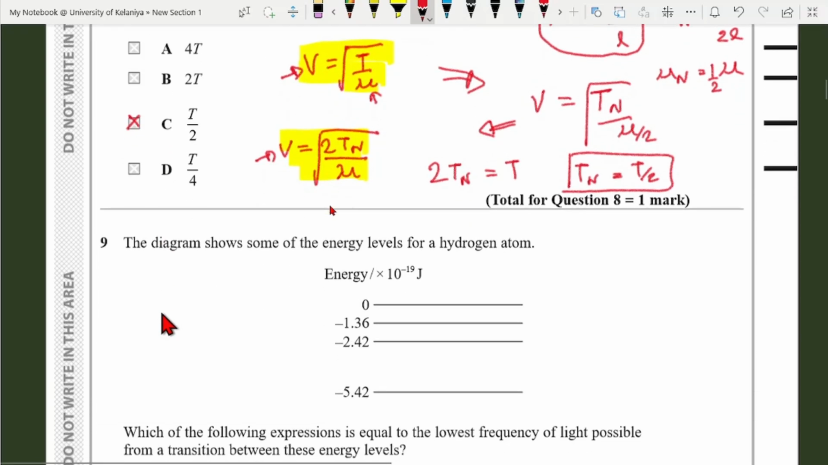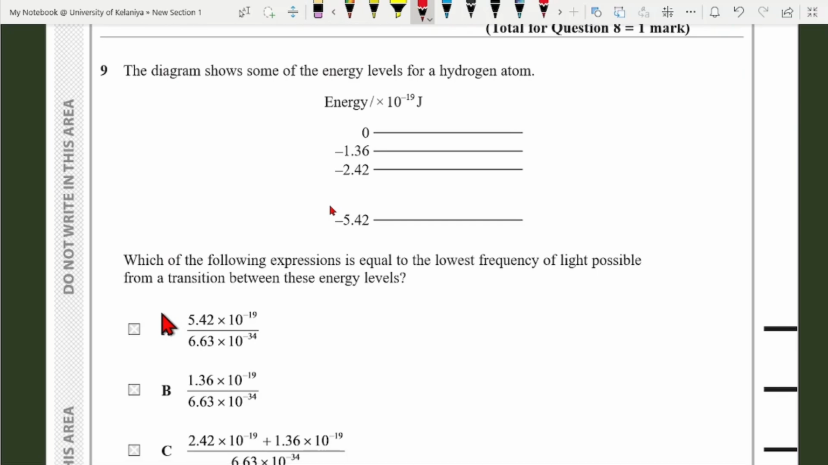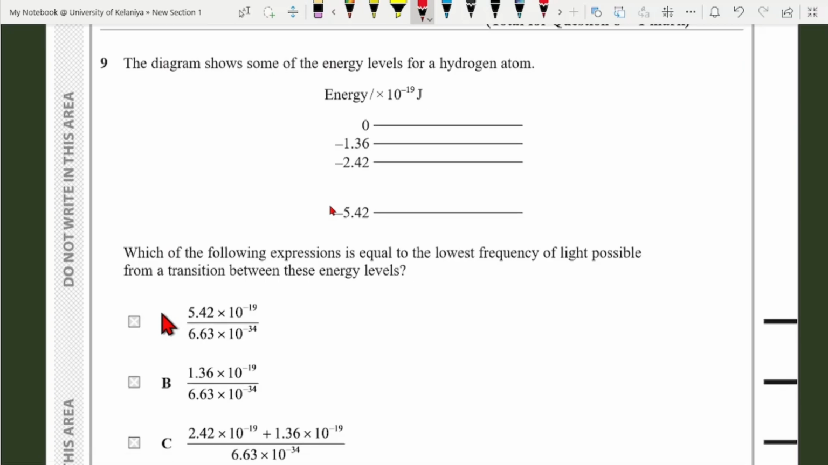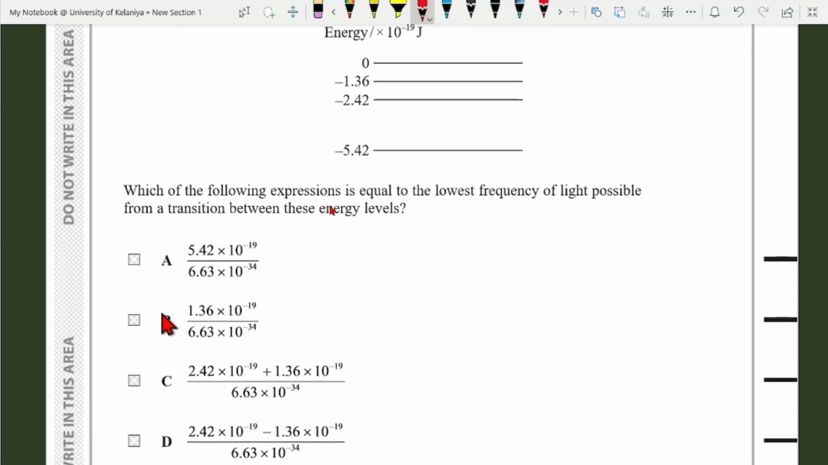In the next one, the diagram shows some of the energy levels for a hydrogen atom. Here they have given the energy, and they're asking which of the following expressions is equal to the lowest frequency of the light possible from a transition between these energy levels. The first thing we have to do is find the lowest energy transition.